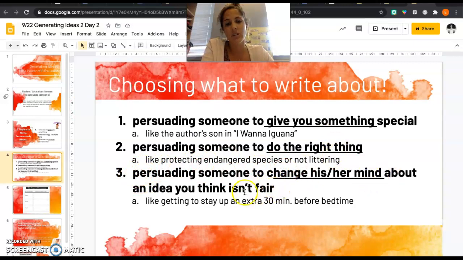So we talked yesterday about the example was that PE should be 3 times a week instead of once a week, with 3 really solid, strong pieces of evidence about it. So that would be trying to change the minds of schools, right? And to make sure that kids got more exercise.